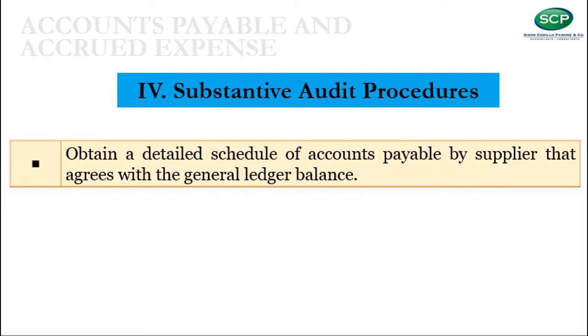Once we have the schedule, we should immediately mark it with the words prepared by client or PBC and the date we receive the schedule from the client. We should also check the clerical accuracy and mathematical accuracy of the schedule and verify that the total of such a schedule agrees with the amount in the general ledger. Of course, not to be forgotten, we should also immediately put a work paper index on the schedule for audit trail purposes as well.